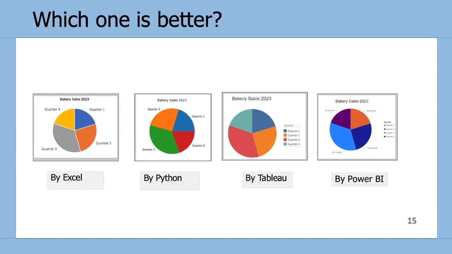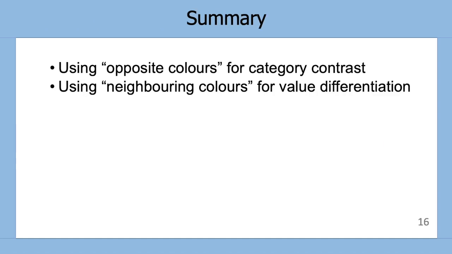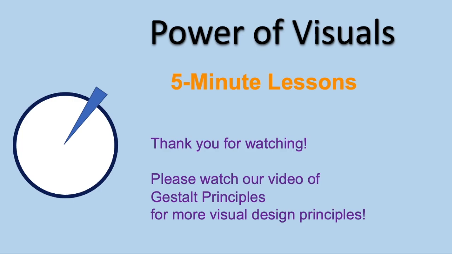Let's quickly summarize the points of today's video. When contrasting different categories in a visual, it is best to use opposite colors. When differentiating values in a visual, it is best to use neighboring colors. That concludes today's Power of Visuals 5-minute lessons on the color wheel.